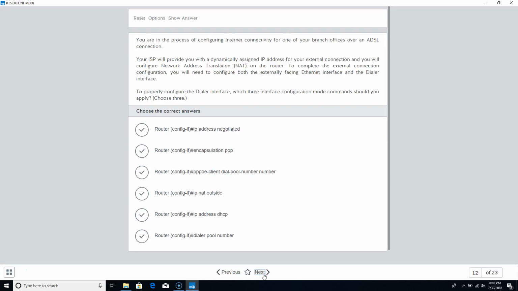To properly configure the dialer interface, which three interface configuration mode commands should you apply? IP address negotiated, encapsulation PPP, and you need to have a dialer pool number. Okay, this has to be correct.